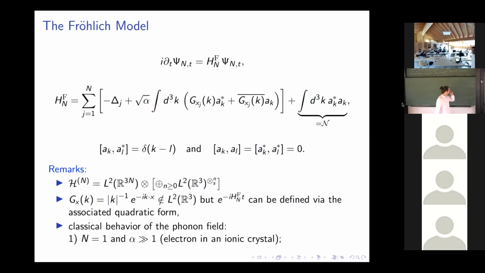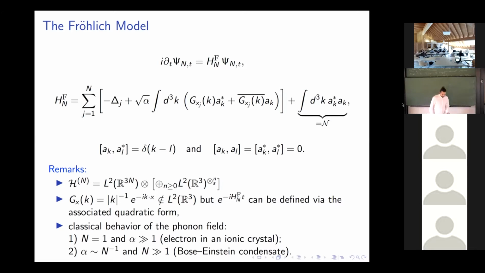So in this model, one expects classical behavior at least in two situations. One is if we fix one particle and let it couple strongly to the phonon field. This then describes an electron in an ionic crystal, and was the situation Robert has talked about on Wednesday. However, one also expects classical behavior if one has a Bose-Einstein condensate of many particles which weakly couple to the phonon field. And in both situations, it is expected that the condensate wave function and the classical field evolve according to the Landau-Pekar equations.